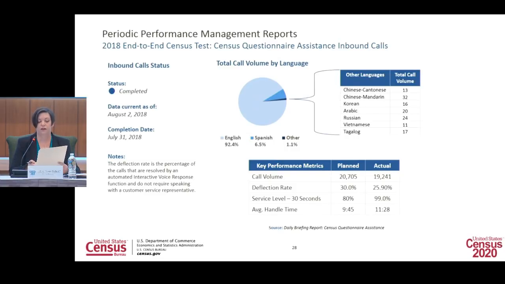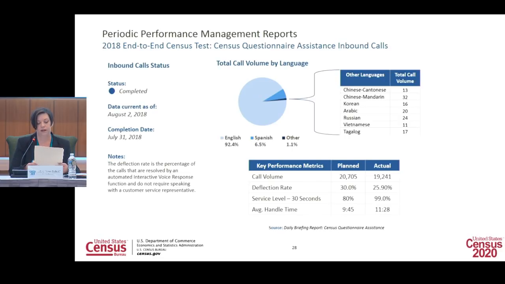Our census questionnaire assistance call centers were active from March 16th through July 31st, that I had mentioned before. During that time, we had an inbound call volume of nearly 26,000 calls. In the lower table, you can see that a little over 19,000 of those calls went to a live CQA agent, which was slightly under expectations for the test. But we were very successful in turning those calls into responses. As we saw in the earlier slides, about 11,000 of those calls resulted in a completed phone response.